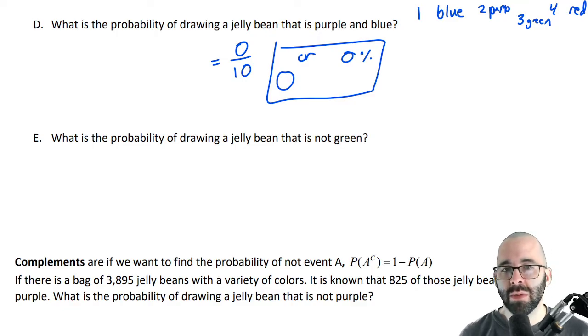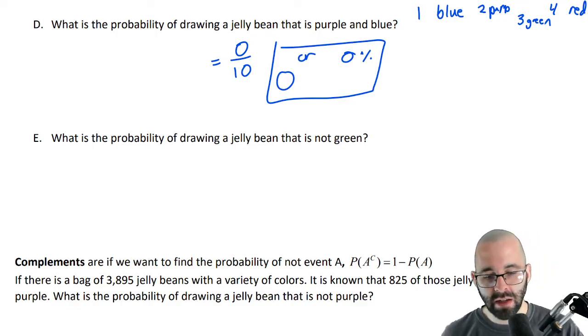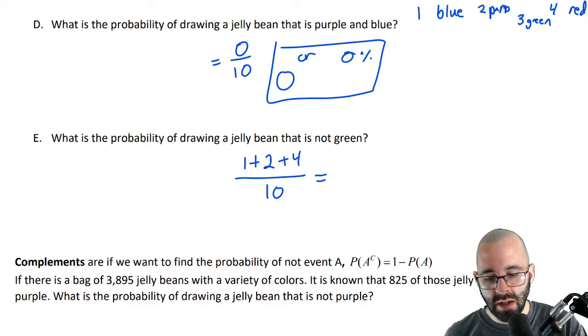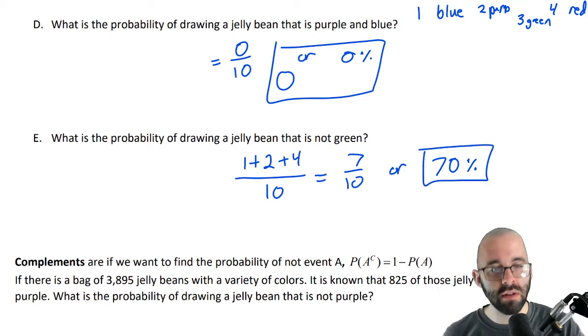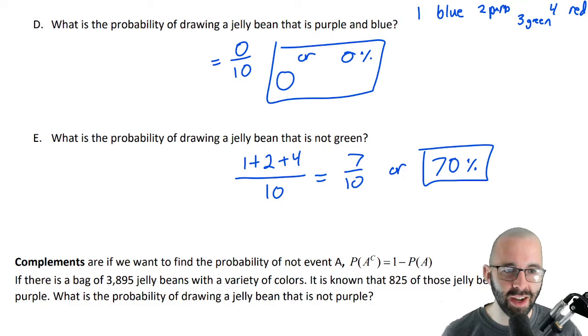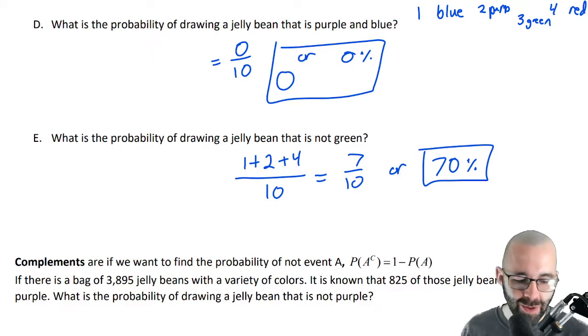What's the probability of drawing a jelly bean that is not green? Well, how many things are not green? 1 plus 2 plus 4. That's how many jelly beans are not green. 10 jelly beans total. That's going to be 7 out of 10 or 70%. Now, we almost never solve problem E like we just solved it. This is one of those little tricks that math professors like to play on you sometimes. We do a problem the bad way, and then we say, look at this much, much better way. And that's what we're going to do afterwards, right here.